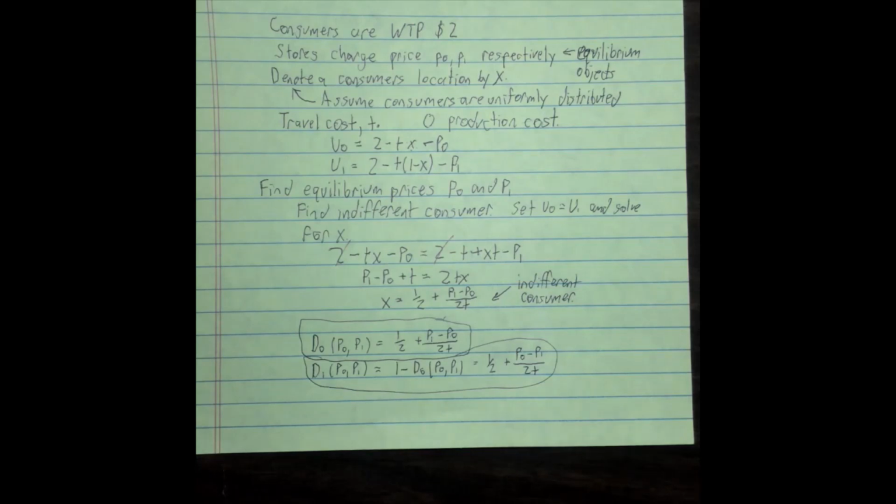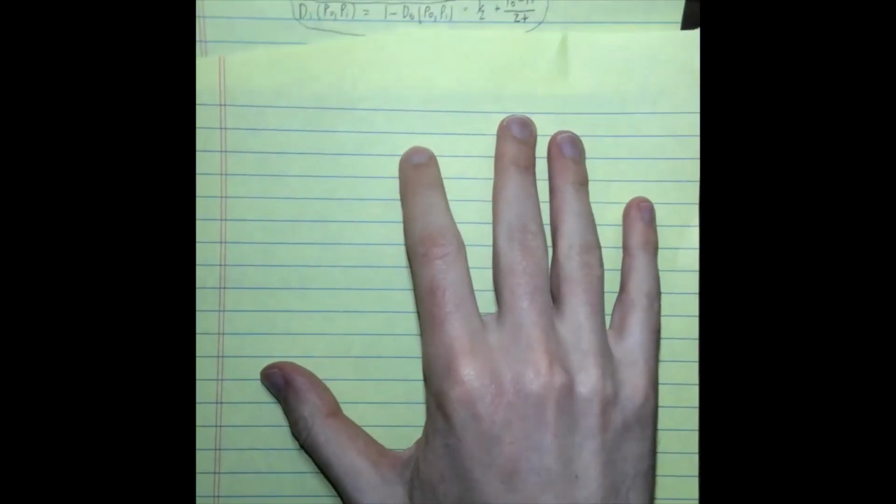And now let's just solve out for the firm's best response function. We're going to do that in the usual way, which is let's write down the profit function and then take a first order condition.